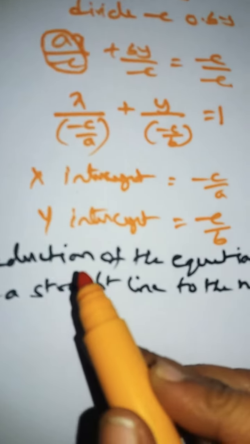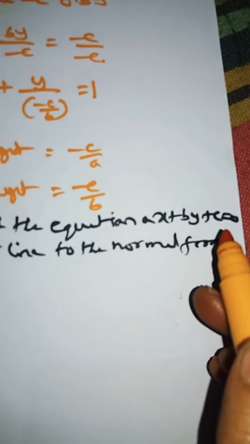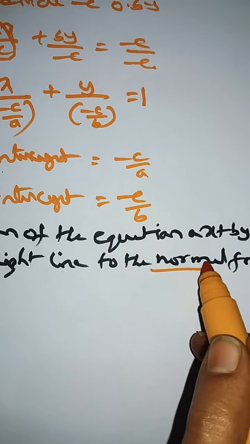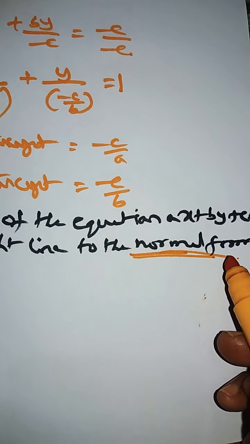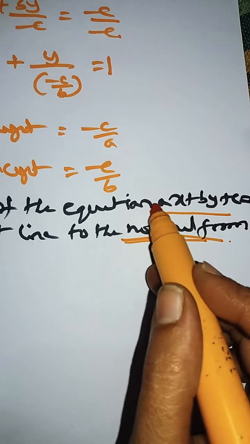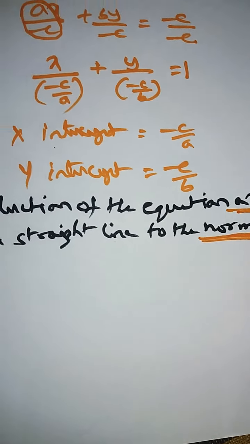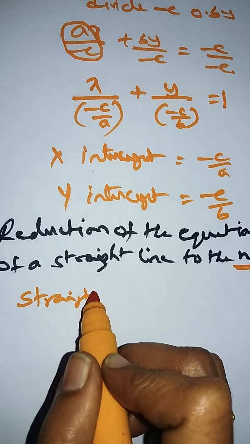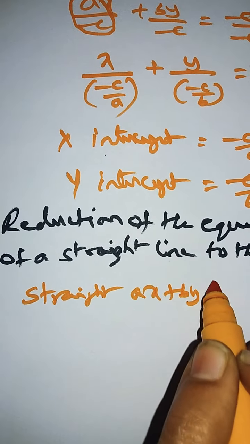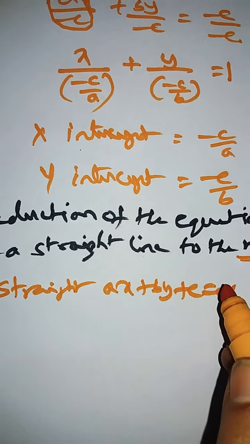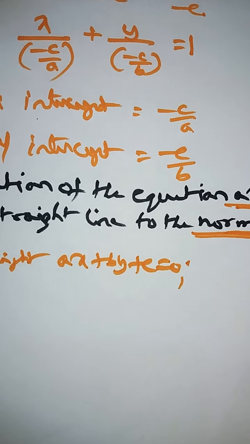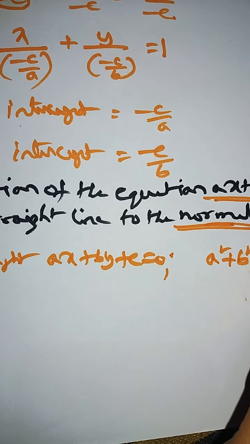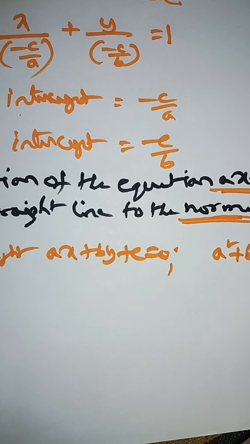Now see, I'll explain reduction of the equation ax plus by plus c equal to 0 of a straight line to the normal form. So how to convert the given straight line into normal form? The given line ax plus by plus c equal to 0 into normal form. Now what we have given? We have given a straight line, ax plus by plus c equal to 0. It is a linear equation in terms of x and y. And also we know a square plus b square is not equal to 0.